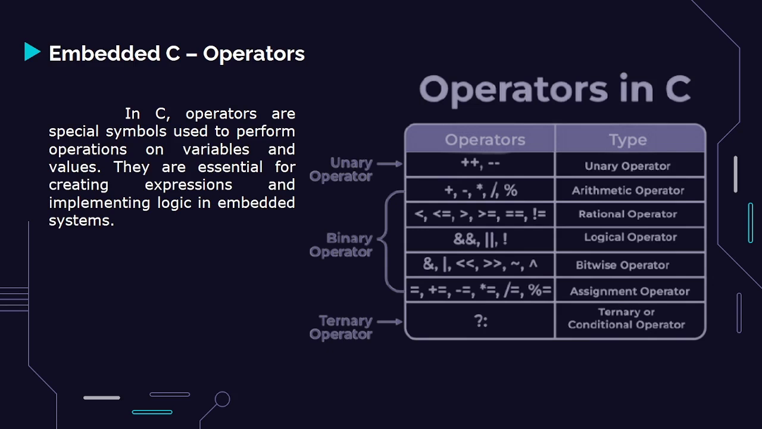Arithmetic operator is used for basic math operations. Relational operator is used to compare values and returns true or false. Logical operator is used for combining or negating conditions. Bitwise operator operates at bit level, useful in embedded systems, and assignment operator is used to assign values to variables. Ternary operator is a short form of if-else condition.